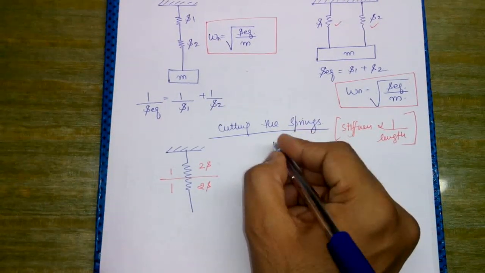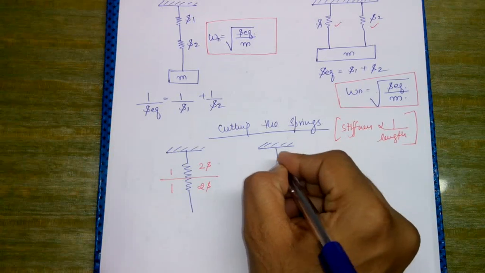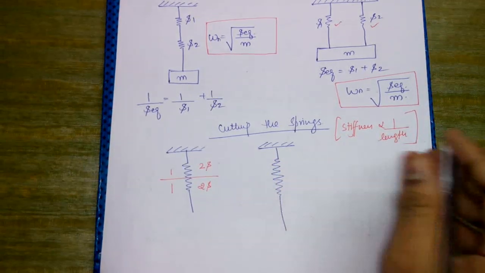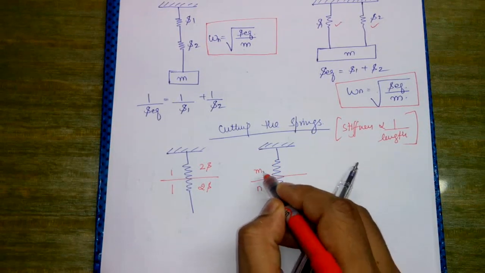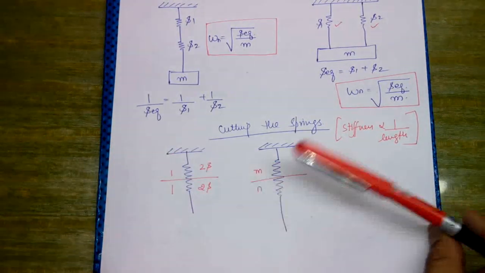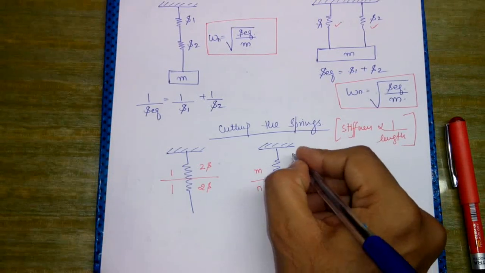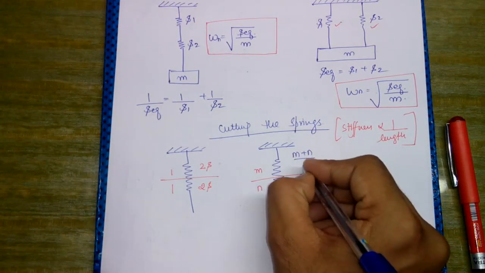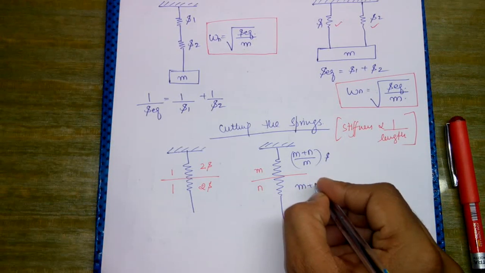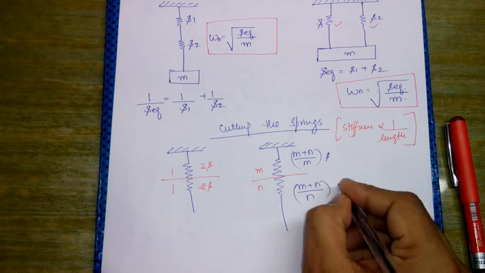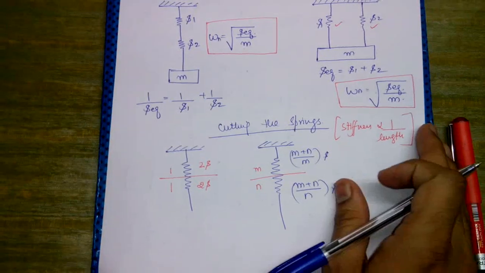Okay, now say for example we have a spring, and what we have done is we have bisected this in two parts such that the above part is m and the lower part is n. The stiffness of this part would be (m plus n) upon m into s, and the stiffness would be (m plus n) upon n into s for this part.